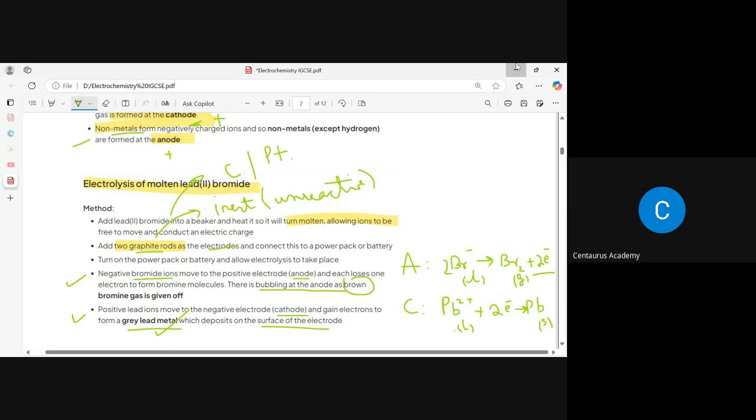Obviously, when you're looking at the substance produced at the anode or at the cathode, just by looking at it you're not able to identify whether it is bromine or lead. You have to simply mention that brown gas is given off or evolved at the anode, or bubbles of gas are given off or seen or observed at the anode, and gray solid is deposited onto the cathode. That is going to be your observation.